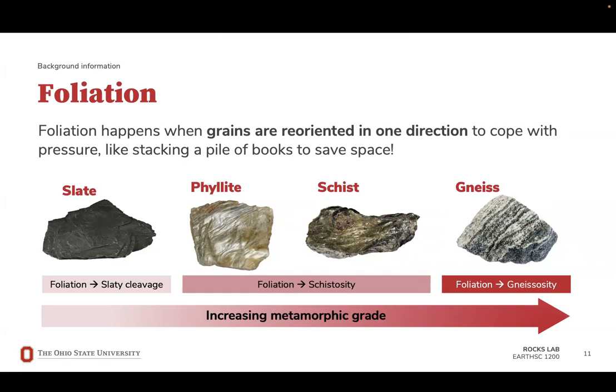Intermediate grade metamorphic rocks, like phyllite and schist, exhibit schistosity. Schistosity is a type of foliation characterized by the parallel alignment of platy minerals, sometimes resembling the scales on a fish. High-grade metamorphic rocks, like gneiss, tend to exhibit gneissosity. Gneissosity is characterized by not only parallel alignment of platy minerals, as seen in schistosity, but also the banding of felsic and mafic minerals. This banding results in visible alternating light and dark bands in the rock.